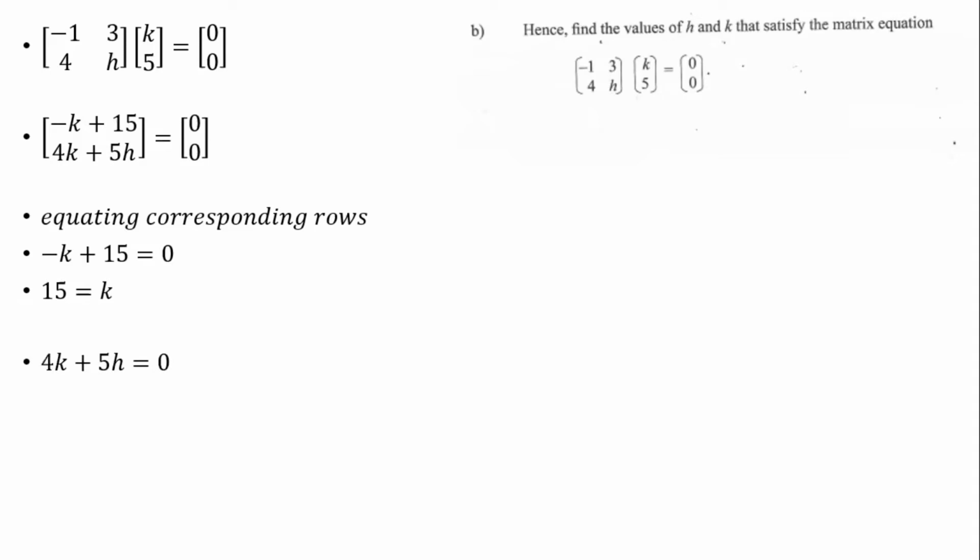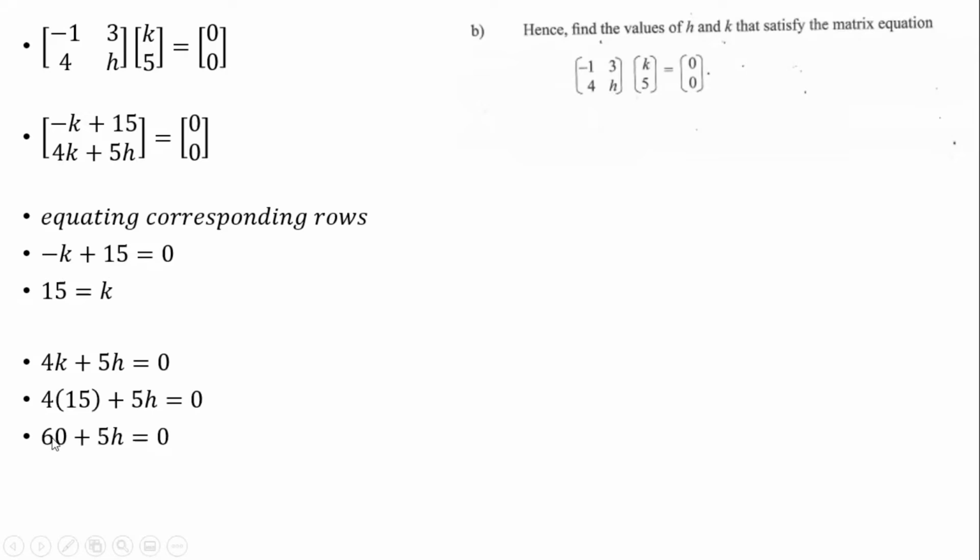The next part now is 4k plus 5h is equal to 0. We just solved the value for k, which is 15, so we can substitute that into this second part of the equation. So what we now have is 4 multiplied by 15 plus 5h is equal to 0. When you put 4 multiplied by 15 in your calculator, you will get 60. So therefore, it is now 60 plus 5h is equal to 0.